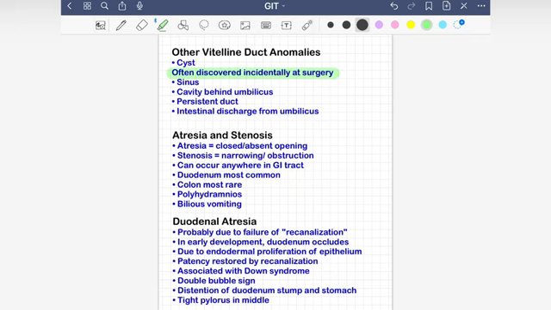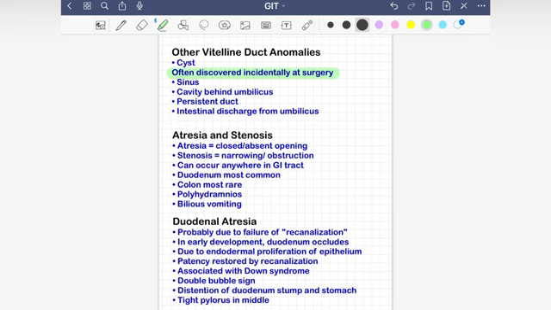Duodenal atresia probably occurs due to failure of recanalization. In early development, it turns out that the duodenum normally becomes occluded. This is because of proliferation of the epithelium, and endothelium begins to proliferate on both sides, and it proliferates so much that it obstructs the duodenum. Then there's a process by which it is recanalized and opened back, and the result is that when the baby is born, you have a normal duodenum.